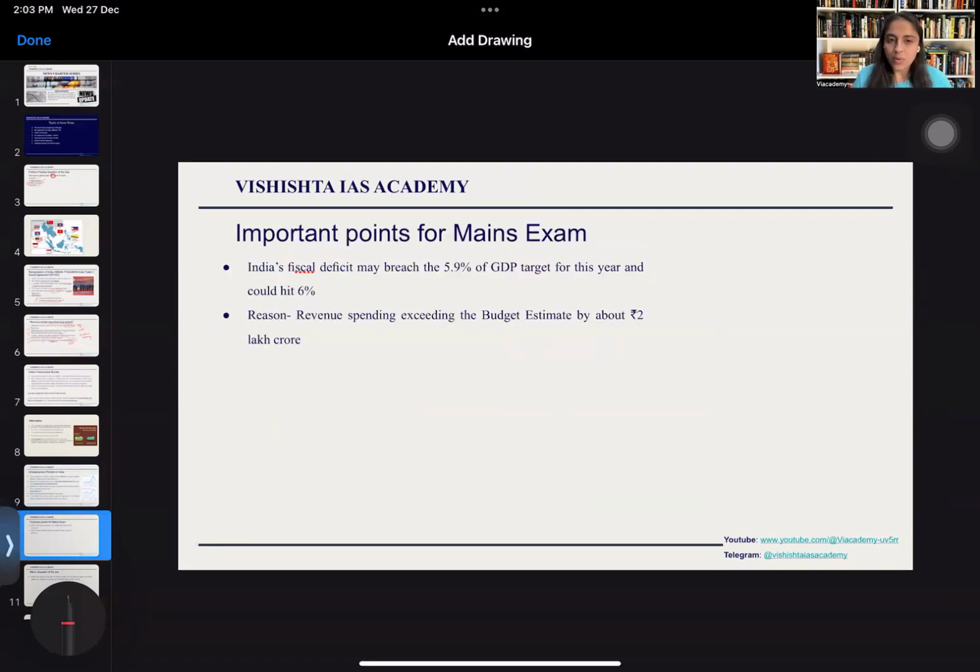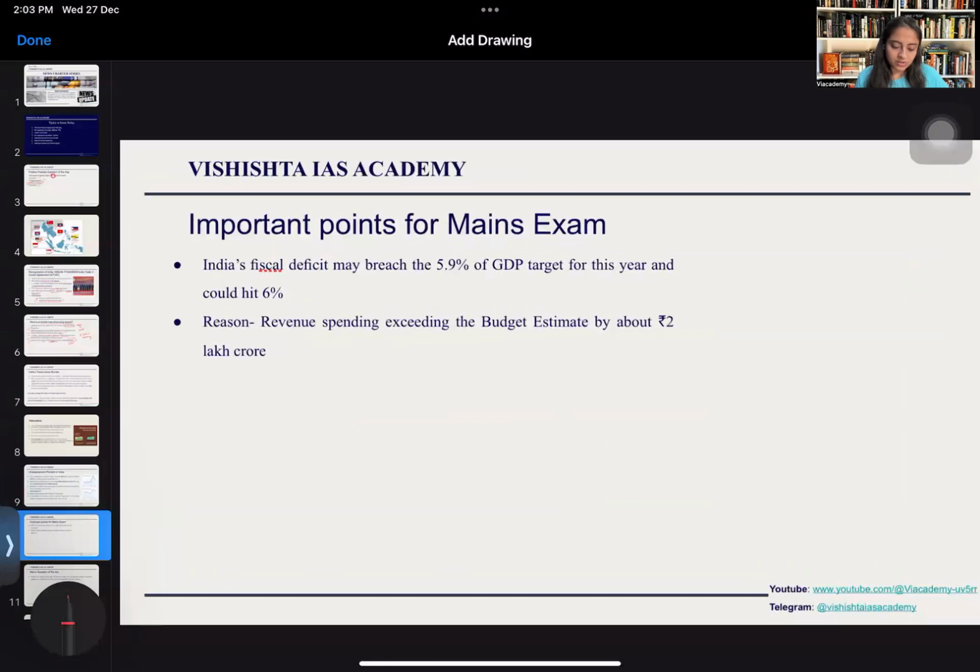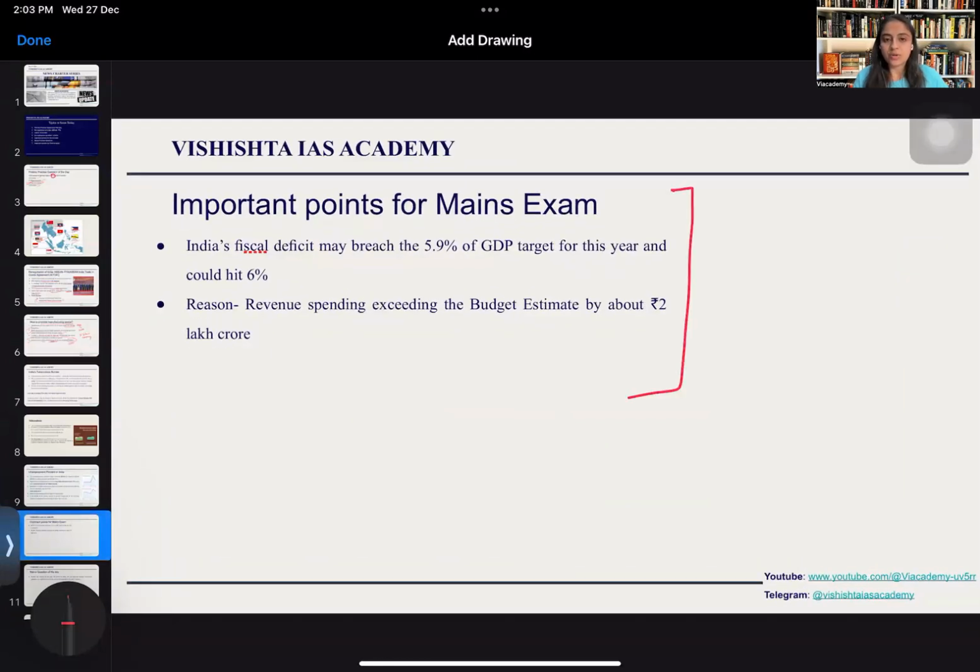So these were some of the important news for today. The fact in today's newspaper, which you can cite in the mains exam: India's fiscal deficit may overshoot the 5.9% GDP target for this year, and it could hit 6%. You can use this in your economics answer, and the reason is revenue spending exceeding the budget estimate.